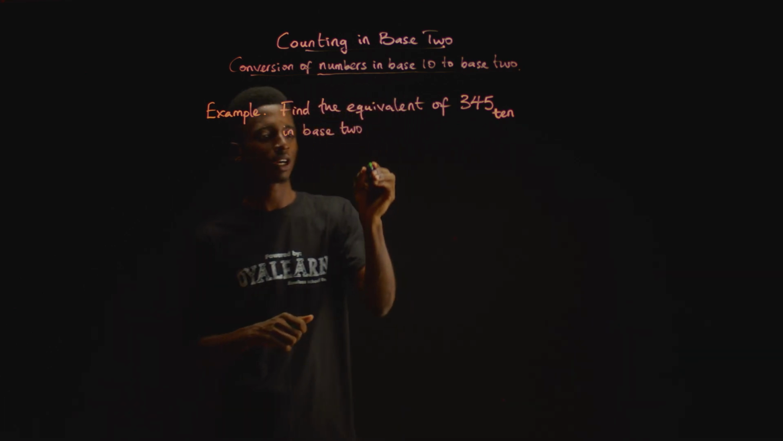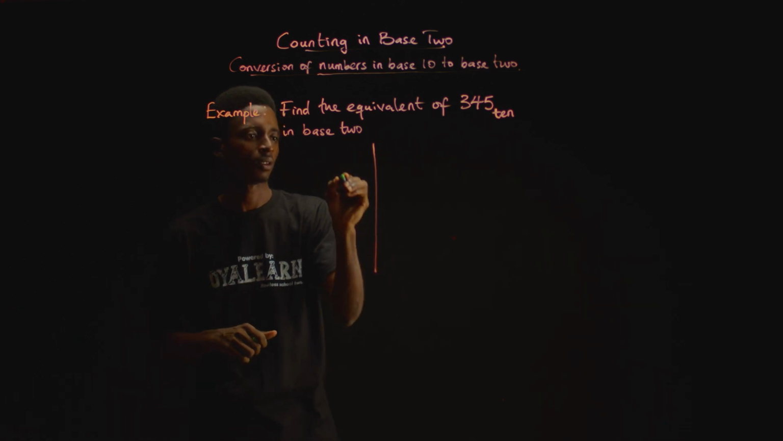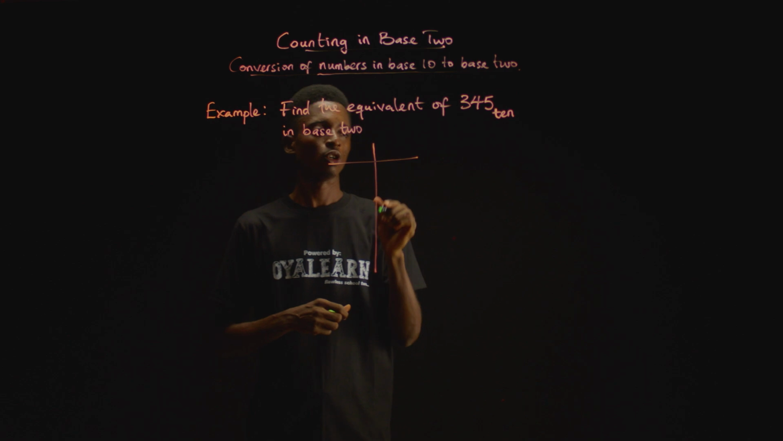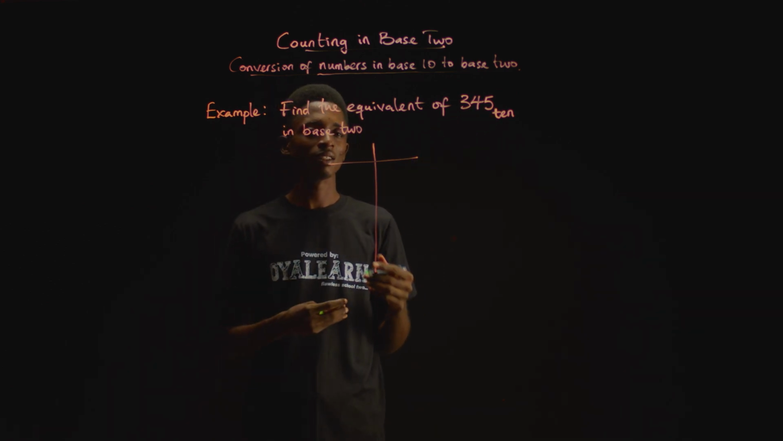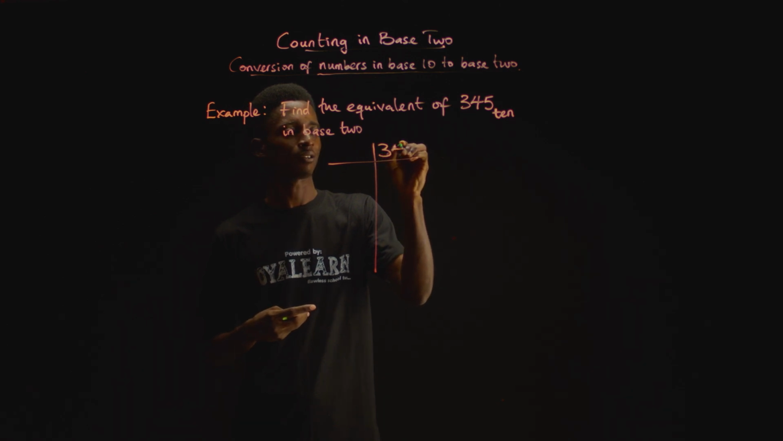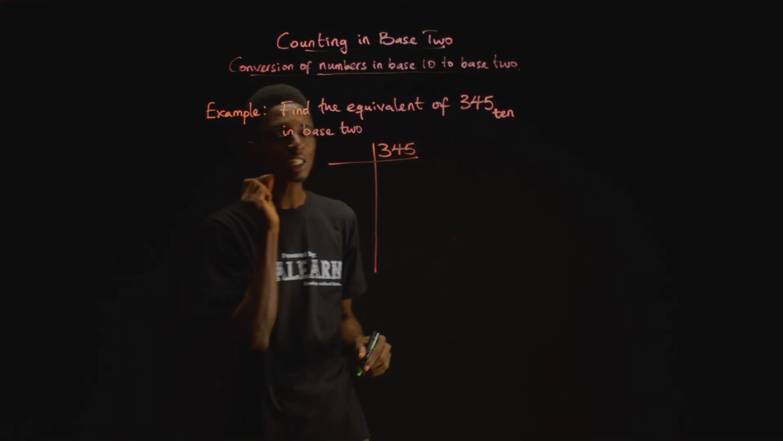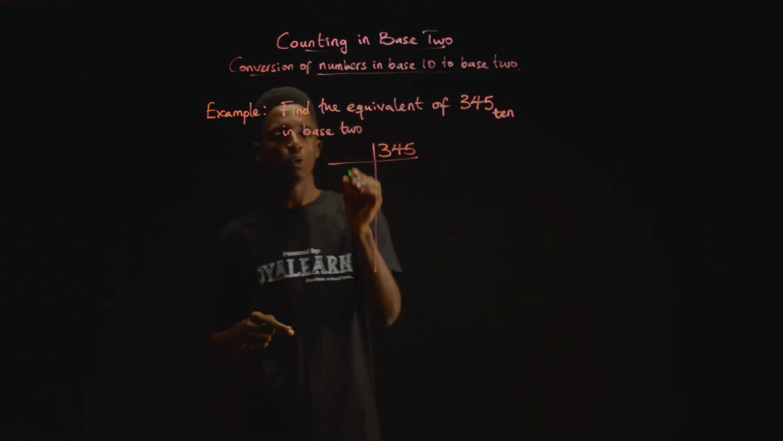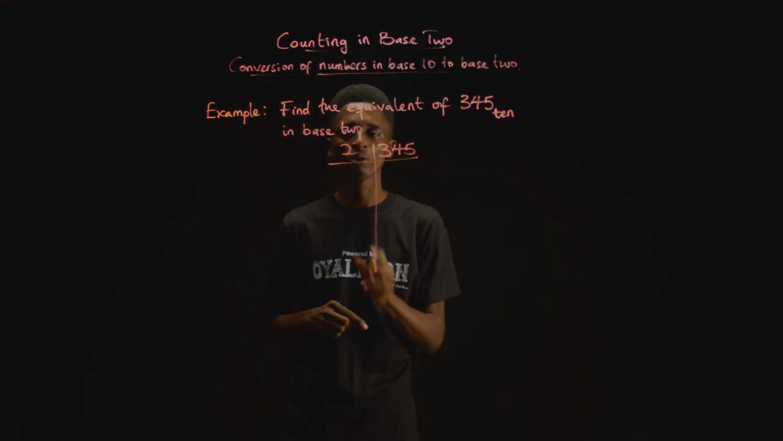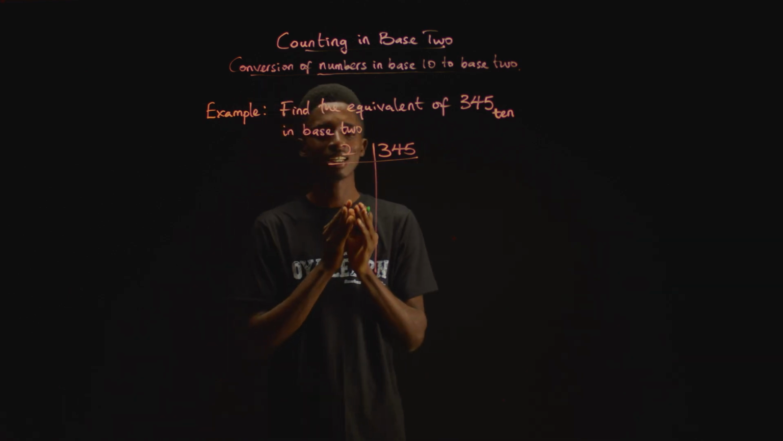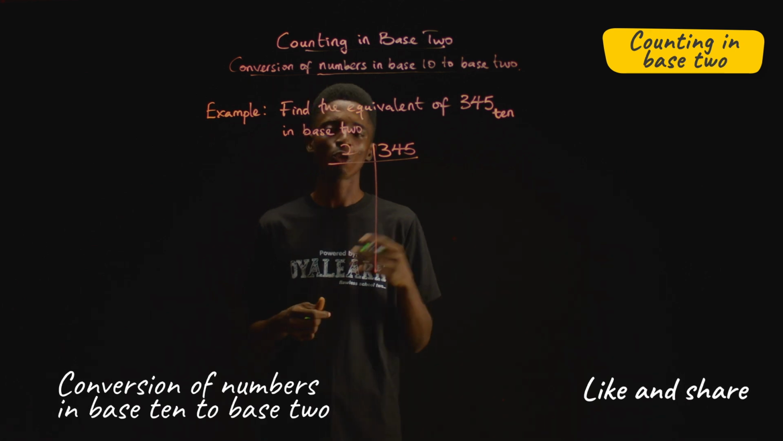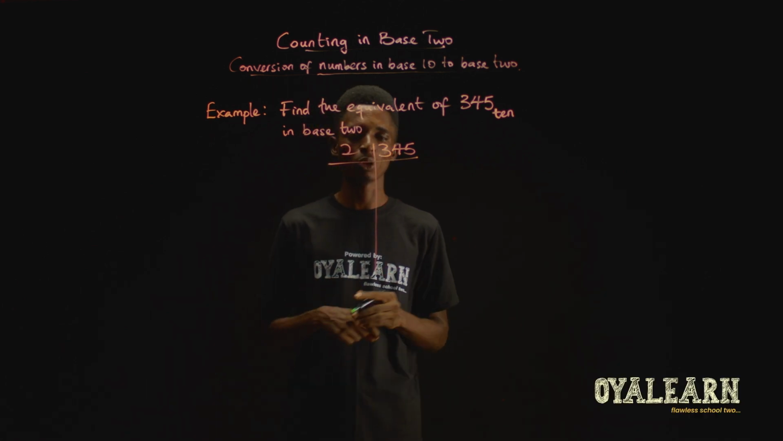Now to do this, you draw a table with 2 columns. Now to the right column, you put the number you are converting from base 10 to base 2. That is, we have 345. And since we are converting to base 2, we will put 2 on the left side of the column. The left column is 2, the right column is 3, 4, 5. Now we do our repeated division, noting down our remainders as we go.